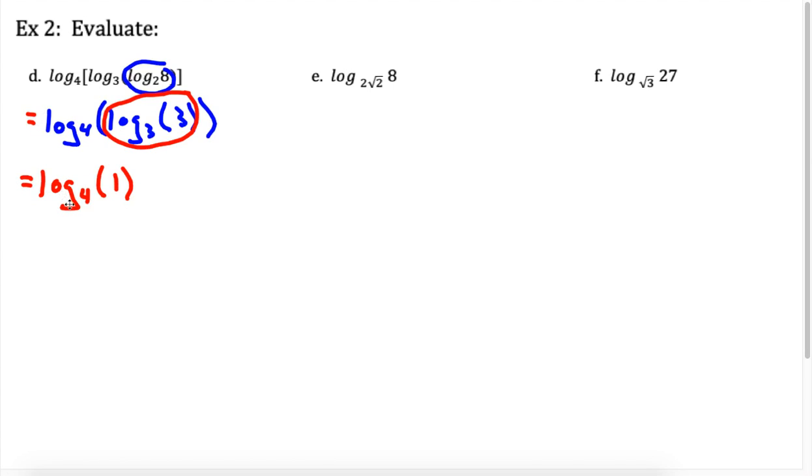And now finally, log base 4 of 1. Well, 4 to what power equals 1? Anything to the 0 power equals 1. So this whole thing was just equal to 0. In these next two examples, we've got some square roots. On these, we want to think about rewriting them as a power.